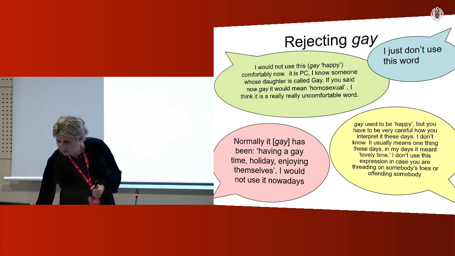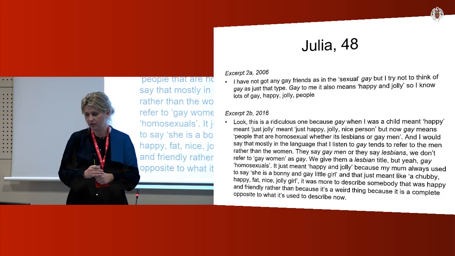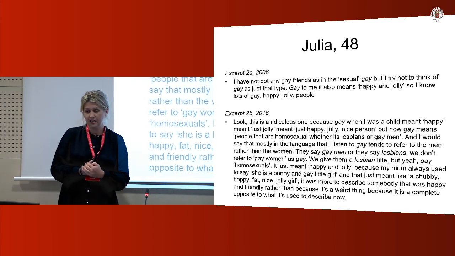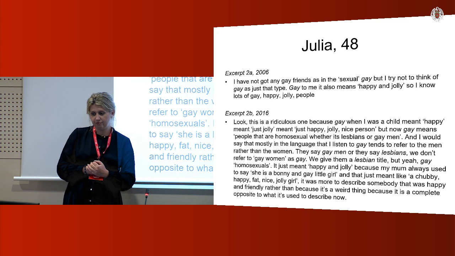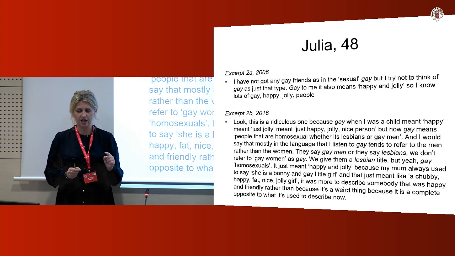Let me just show you the example now. Okay, so Julia is one of those speakers. So in 2006, she would say, I have not any gay friends, as in the sexual gay, but I will try not to think of gay as the type. It means happy, jolly, so I know lots of gay, happy, jolly people. That's all. In 10 years, what happens?